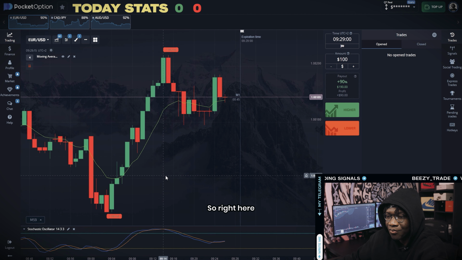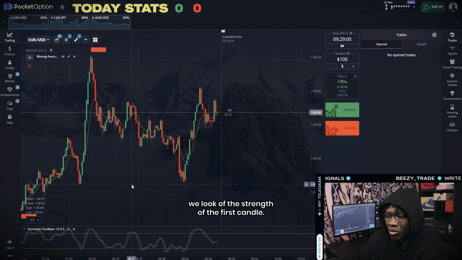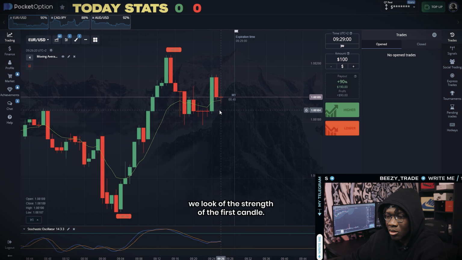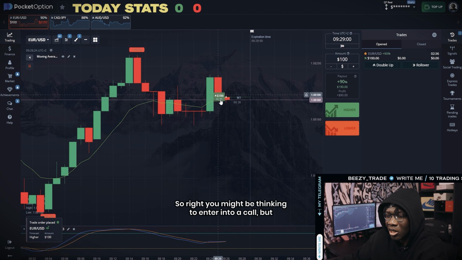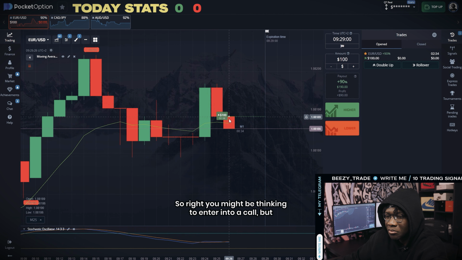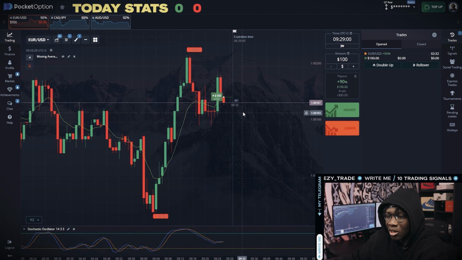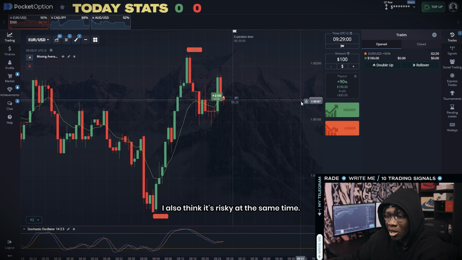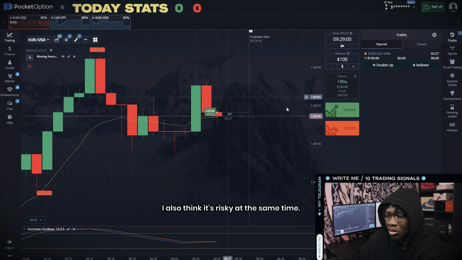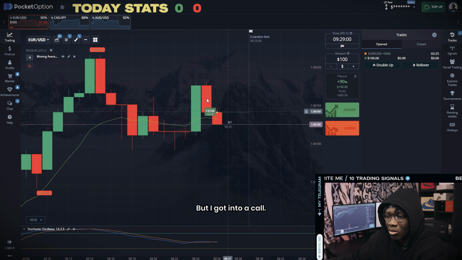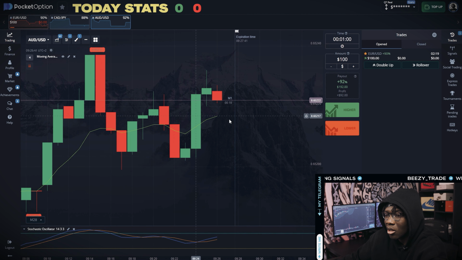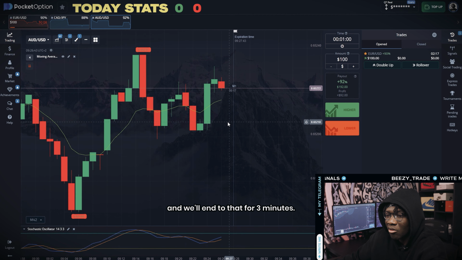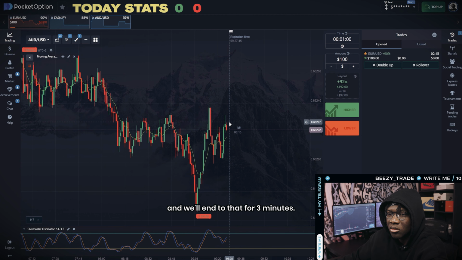So right here, we look at the strength of the first candle. We still see that this candle is a lot longer. So right here, we might be thinking to enter into a call. But I also think it's risky at the same time. But I'm gonna enter a call. I think the price might continue to flow all the way downwards, and we'll enter that for 3 minutes.